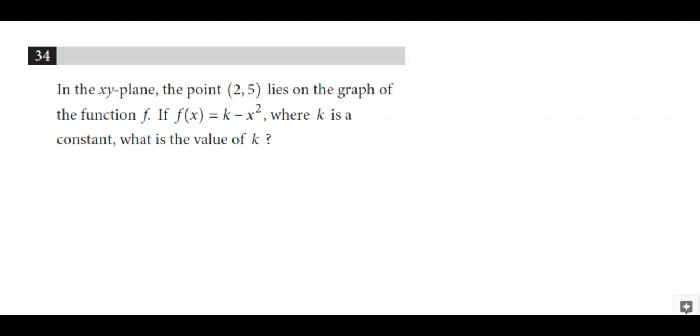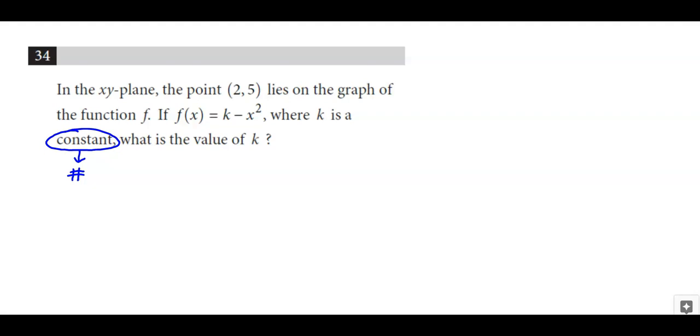All right, number 34. In the xy plane, the point (2, 5) lies on the graph of the function f. f of x is k minus x squared, where k is a constant. I have kids all the time ask me, what is a constant? It's just a number that doesn't change. So just think about a constant as a number. What is the value of k?